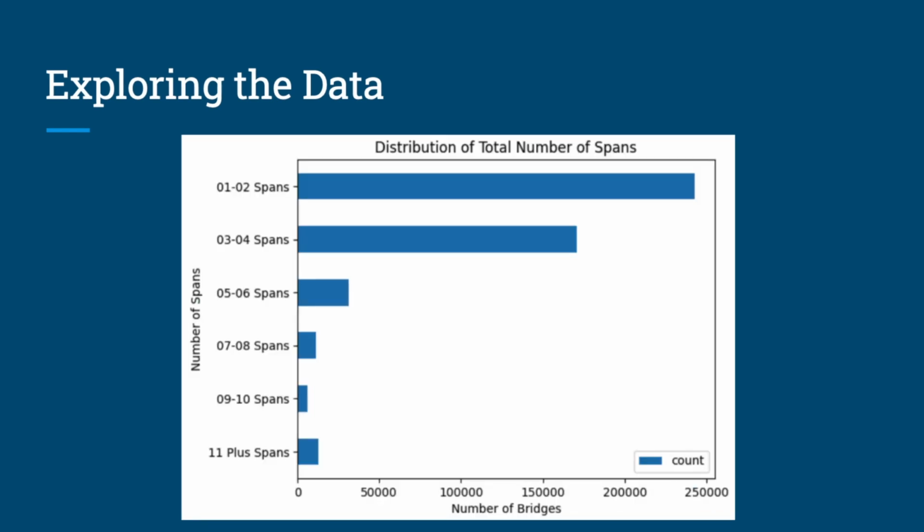And then if we talk about the number of spans, so a span is the superstructure that goes from one pier to the next pier. That's one span. So most of the bridges in the data set lie between 1 and 4 spans. That's a typical size. And then beyond that, the numbers kind of trail off.